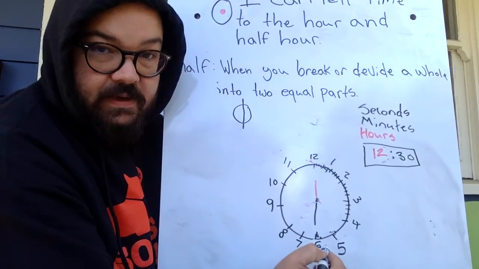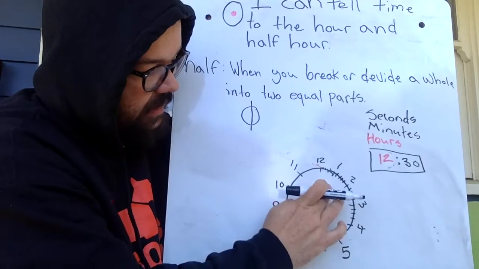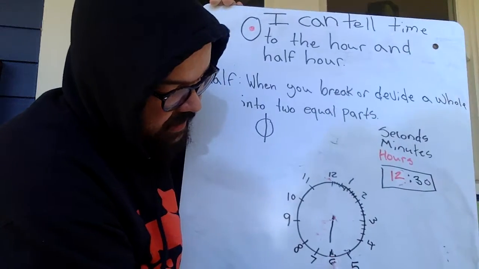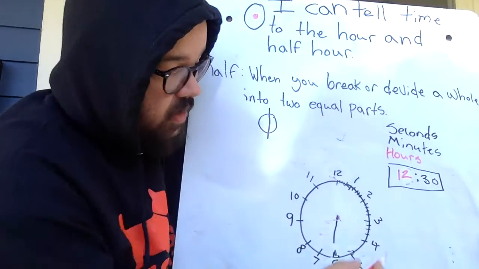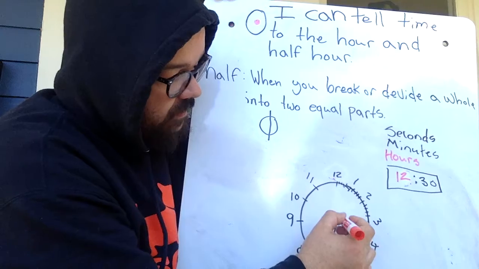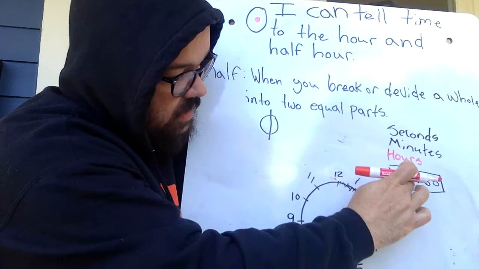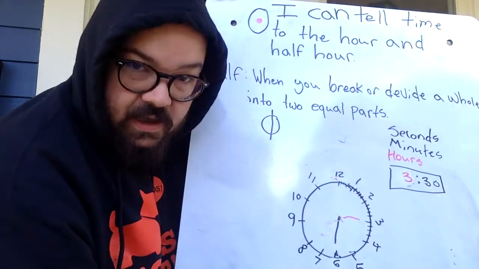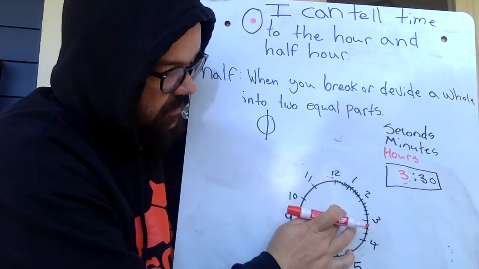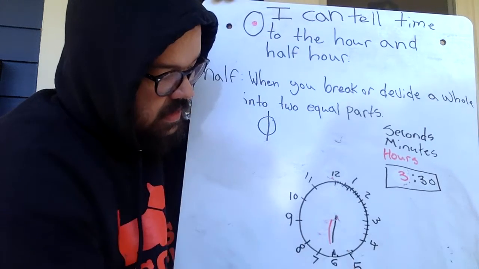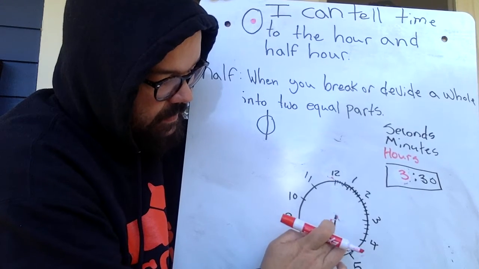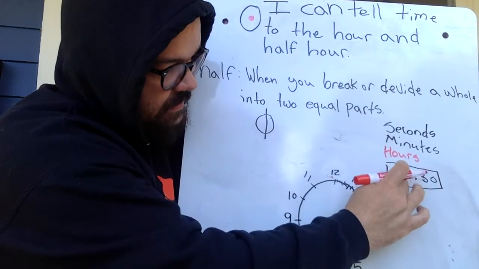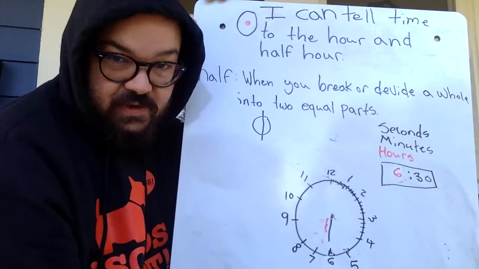You see me pointing down here. So anytime we have the minute hand pointing at the 6, it is always 30 because we have to count by fives. So this would be what? 3:30. Good. I'm going to give you a hard one. Oops, made it too long. That's right. 6:30.